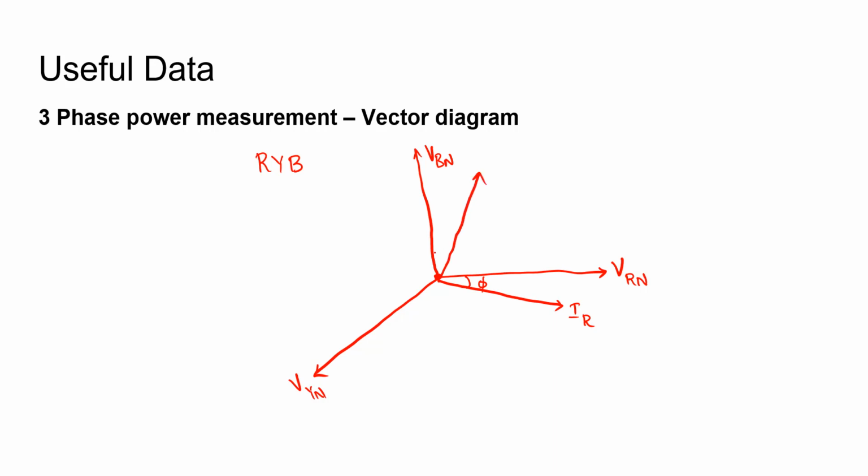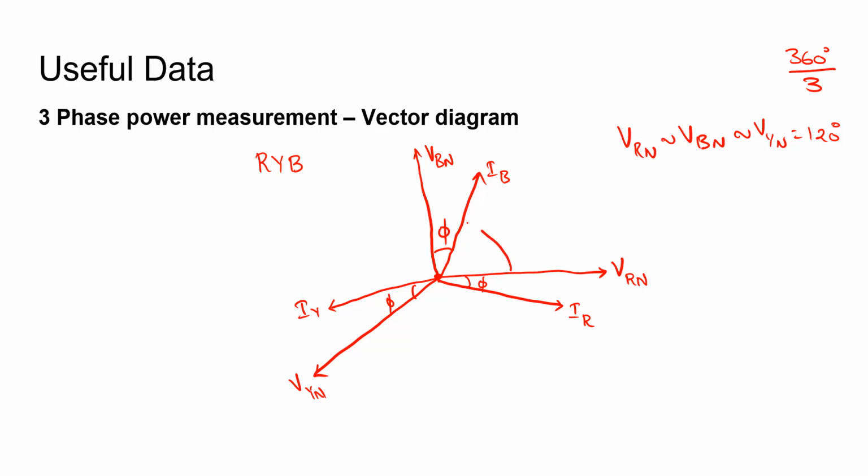Similar is the case for VBN. IB lags behind by an angle of phi, and similar is the case for IY. This angle is also phi. The angle between VRN, VBN and VYN is 120 degrees each, which is 360 degrees divided by 3. So the angle between these is 120 degrees. We need to know this basic information in order to find out the power factor that is involved. Let's solve this problem now.